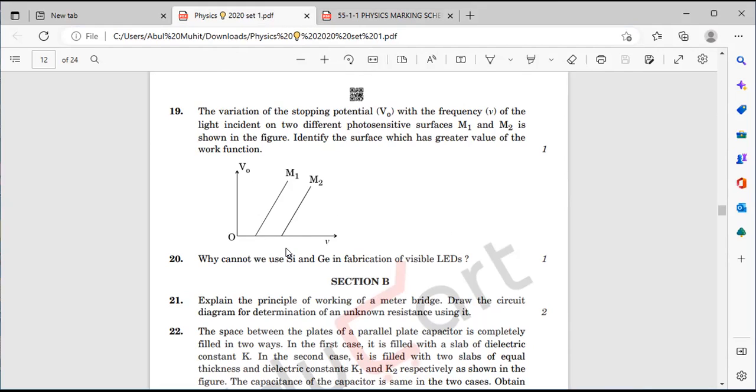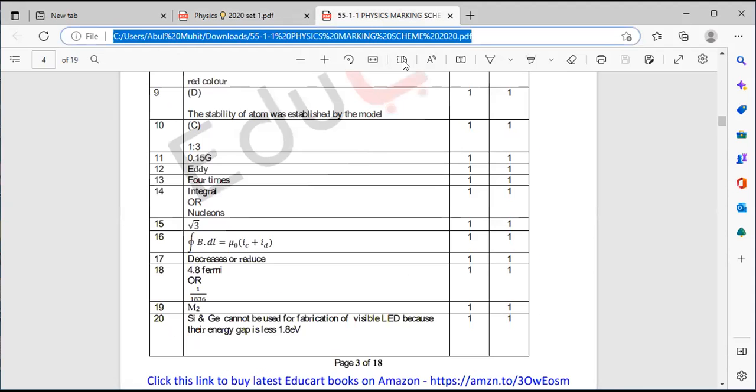Why cannot we use silicon and germanium in fabrication of visible LED? क्यों नहीं कर सकते हम लोग? The reason behind it is what? Silicon and germanium cannot be used for fabrication of visible LED because the energy gap is very less, less than 1.8 electron volt. Okay, that is the reason. ठीक है? So we will stop here.